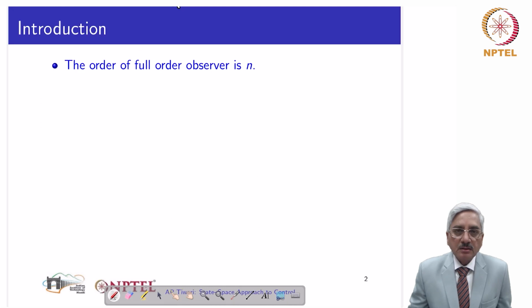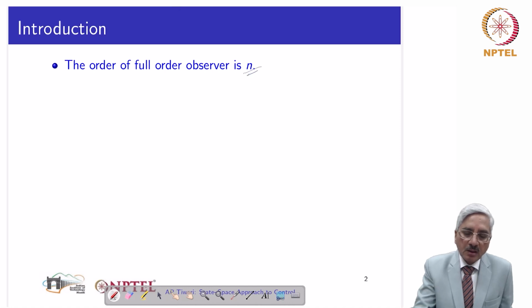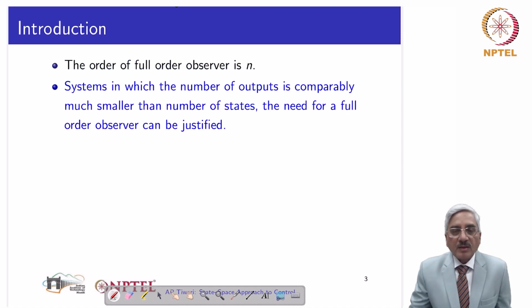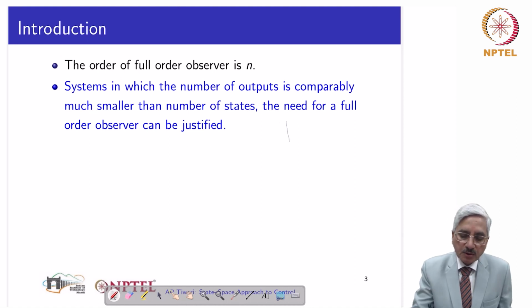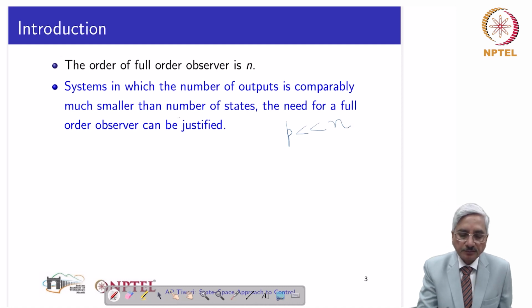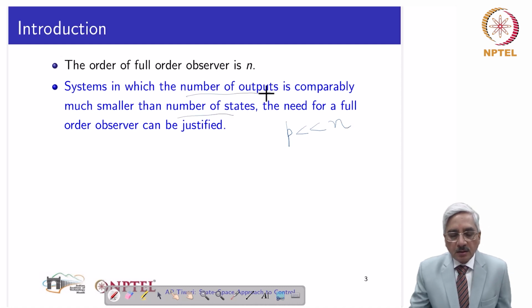While discussing the full order observer, we saw that a full order observer is of order n, which is the same as the system order. Now in systems in which the number of outputs p is much smaller compared to the order of the system, the number of states, there the need of a full order observer is justified.